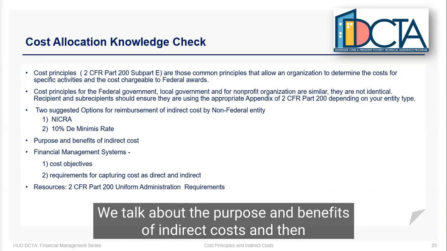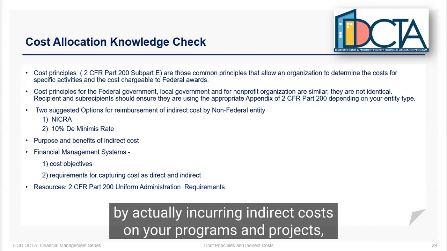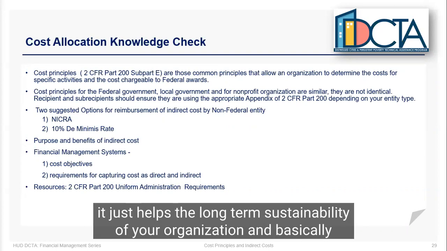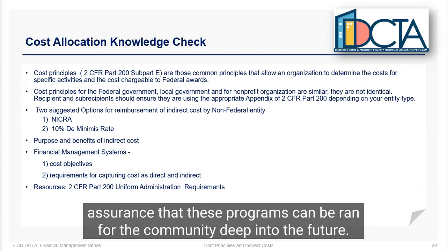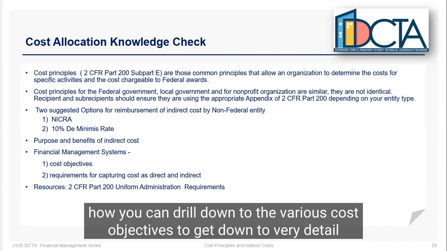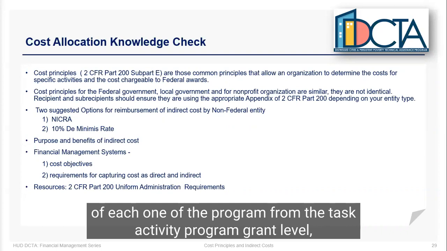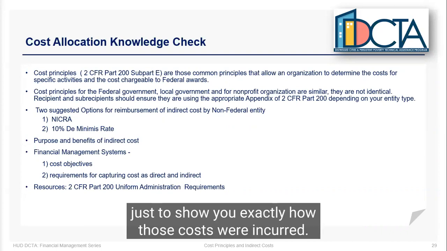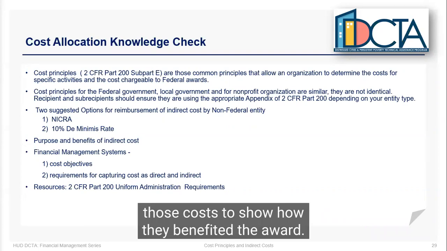We talked about the purpose and benefits of indirect costs, and that by actually incurring indirect costs on your programs and projects, it helps the long-term sustainability of your organization and ensures that these programs can be run for the community deep into the future. We talked about the financial management system, those cost objectives, and how you can drill down to the various cost objectives to get to the very detail of each one of the programs, from the task, activity, program, and grant level, just to show you exactly how those costs were incurred. And then it shows how you can trace those costs to show how they benefited the award.